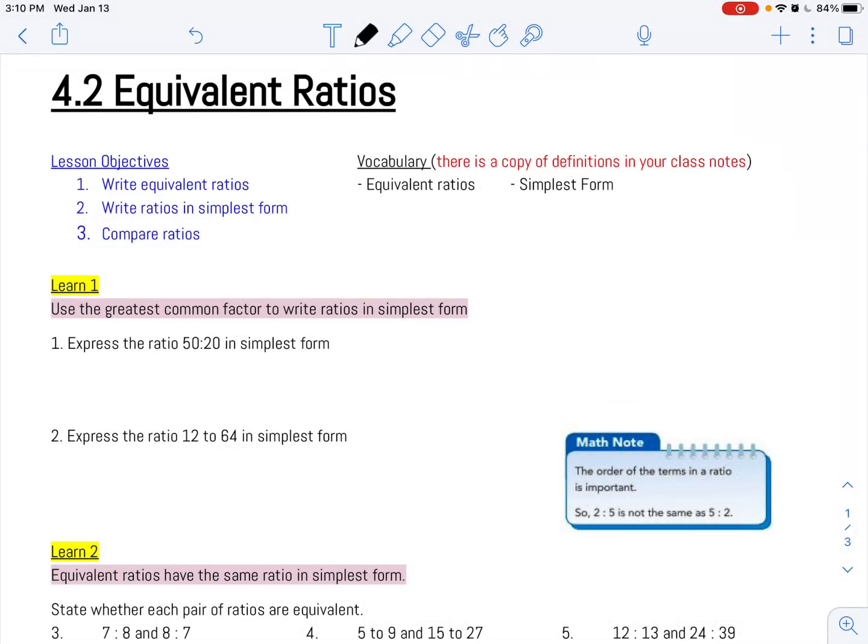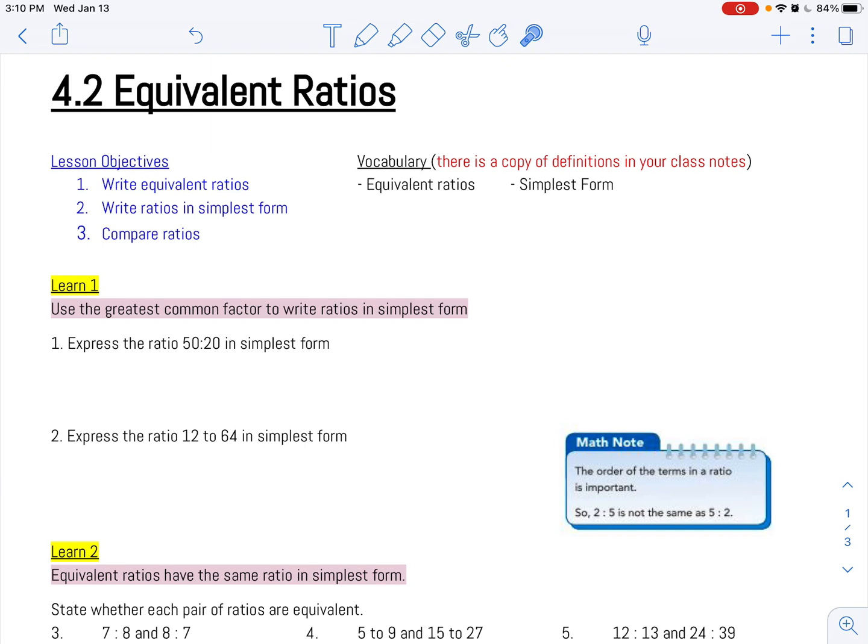Today we are going to be looking at section 4.2, which is all about equivalent ratios. By the end of this section in practice, you all will be able to write equivalent ratios, write ratios in simplest form, and compare them. And the good thing about this section is that we've already started to look at this a little bit even in section 4.1. So we're going to take that understanding and build on it a little bit more with some word problems and some ratio tables, okay?